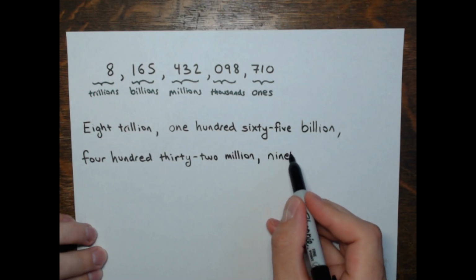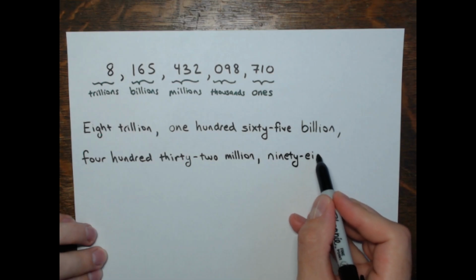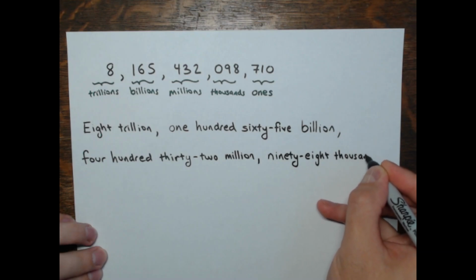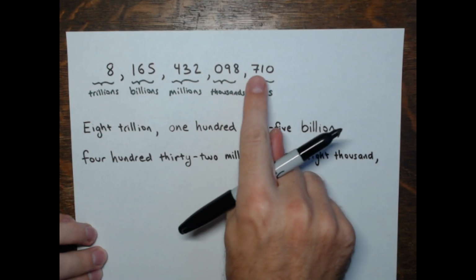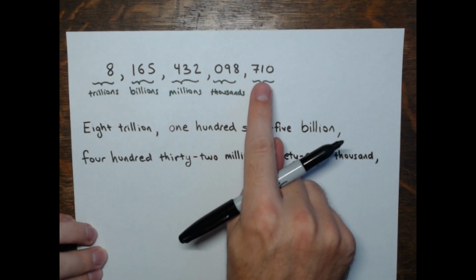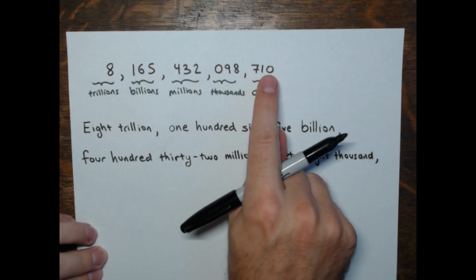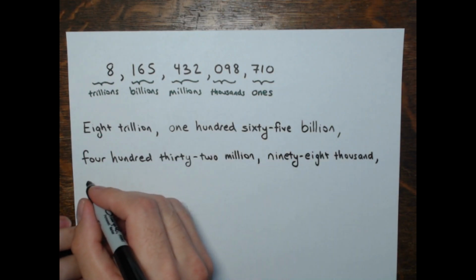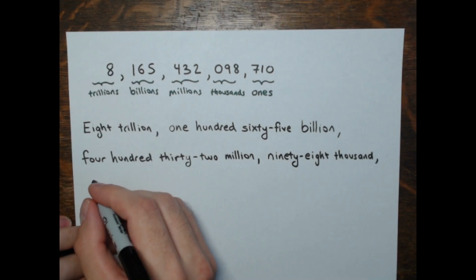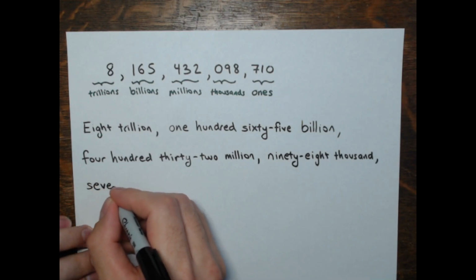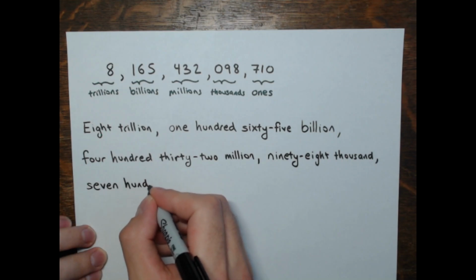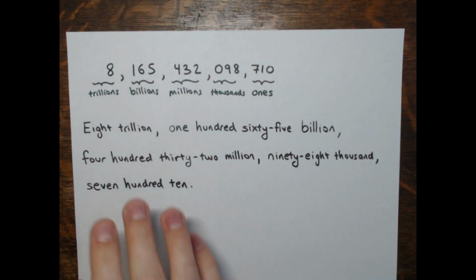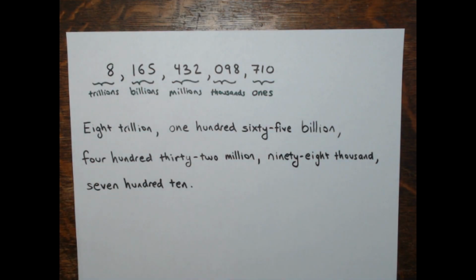And again with the hyphen, 98,000, comma, and then the last period with the ones, 710. And don't write ones. That's the only period that gets excluded. 710. And there is the name of this number in words.